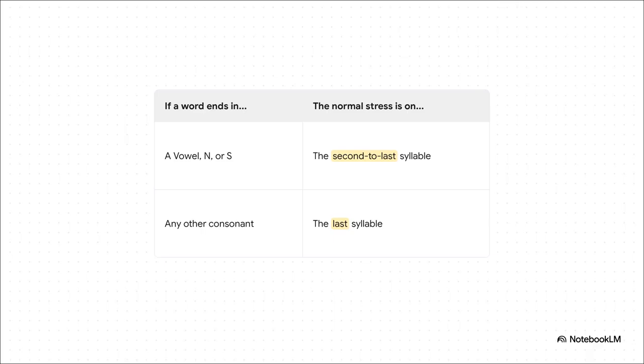If a word ends in a vowel, or an N, or an S, the beat is normally on the second to last syllable. Think of casa. But if it ends in any other consonant, the normal beat is on the very last syllable, like in papel. These are just the standard, predictable ways that most words work.